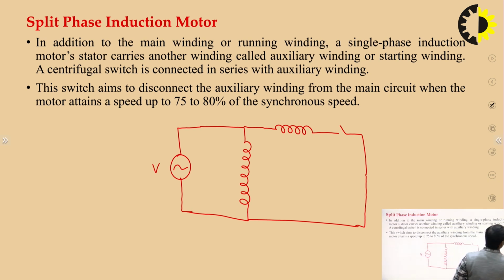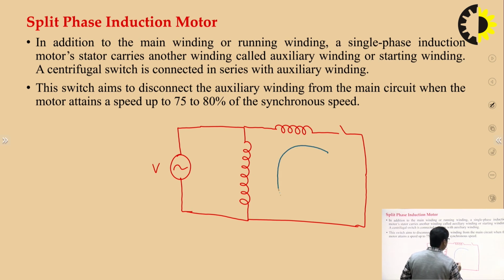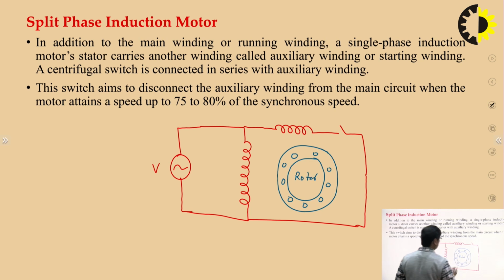Okay, and this is our rotor. Let us suppose the rotor is squirrel cage. These are the rotor bars or conductors. So this is our main winding.